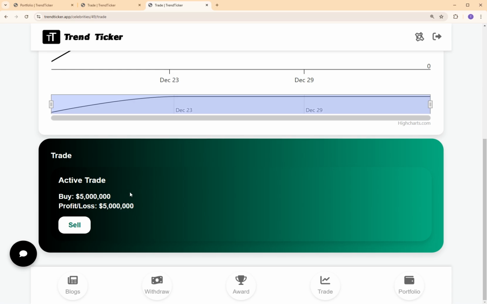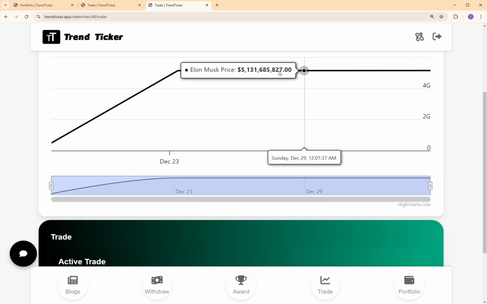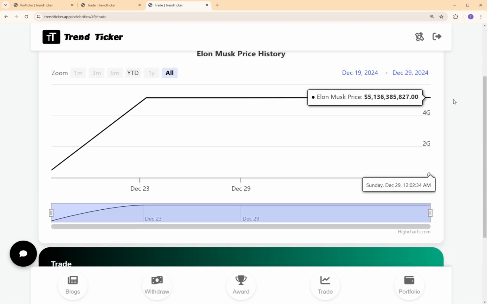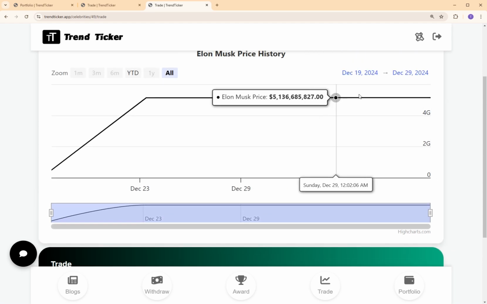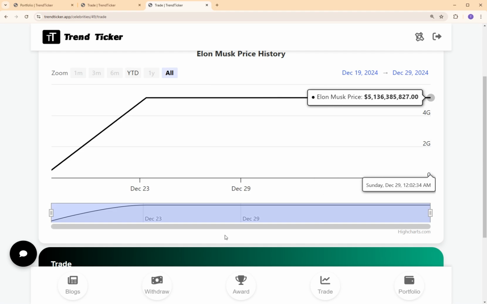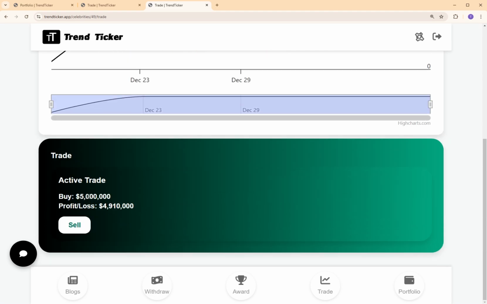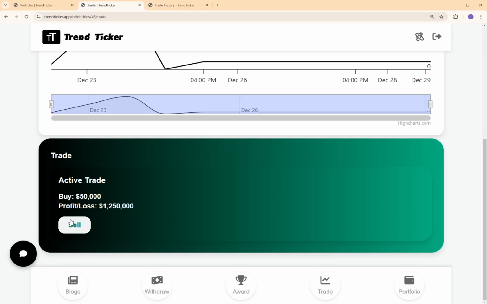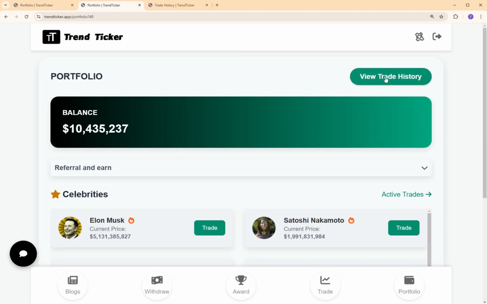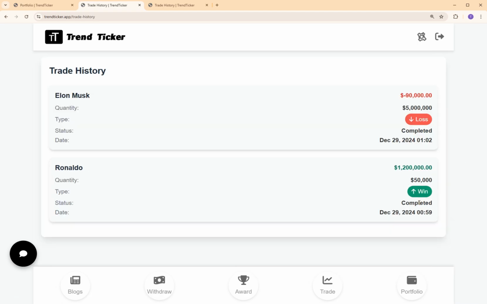Profit increases by 30% of the amount you invest, depending on the amount that you'll enter. Increase the celebrity's price and decrease by 20% of the amount you invest, depending on the amount that decreased in the celebrity's price. Now let me sell the Elon Musk trade. As expected, we incurred a loss of $90,000. You can view all trade history, showing completed trades with their results, win or loss. For example, our trade on Cristiano Ronaldo earned us $1.2 million, while our trade on Elon Musk resulted in a loss. You can choose to sell trades anytime, as they don't expire.